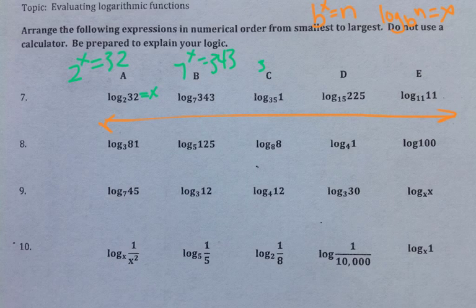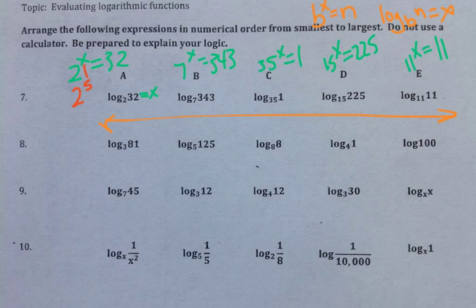C would be 35 to the x equals 1. D would be 15 to the x equals 225. And E would be 11 to the x equals 11. Okay, so then 2 to what power is equal to 32? Well, that would be 2 to the 5th. So x would equal 5.